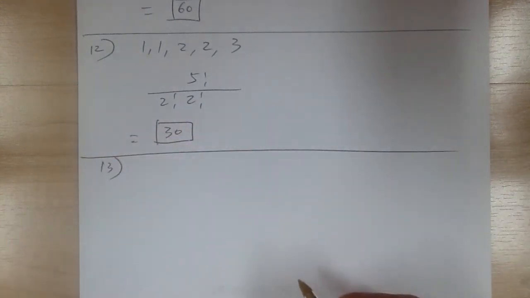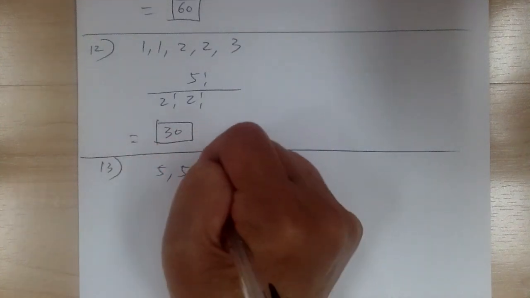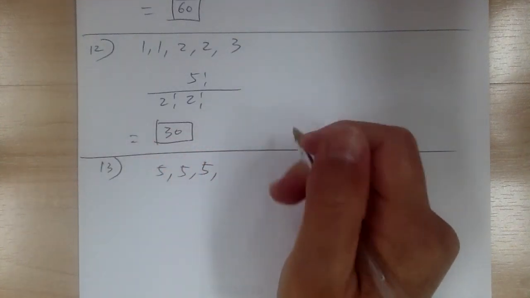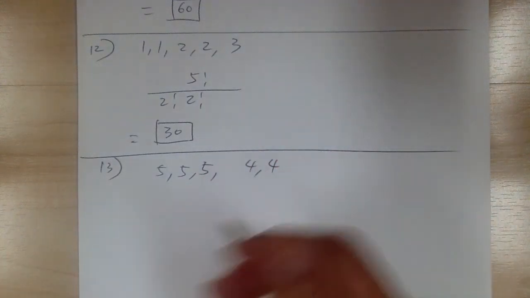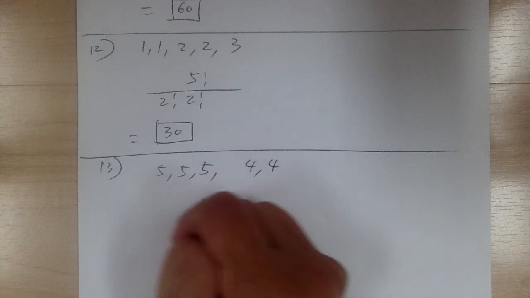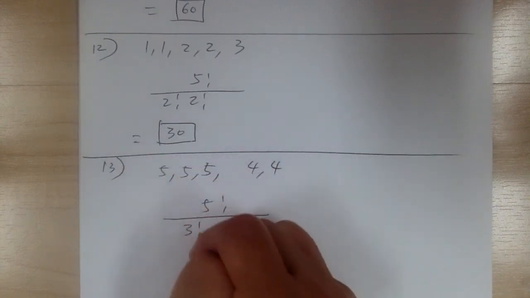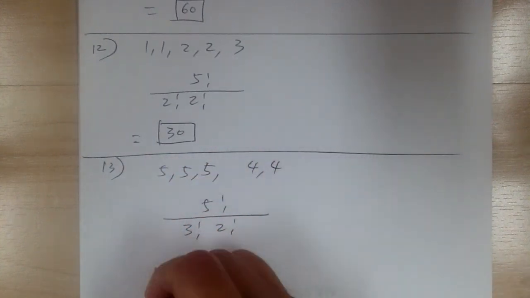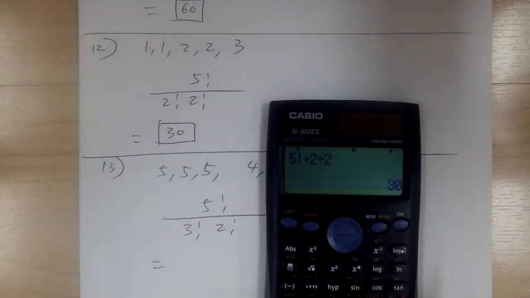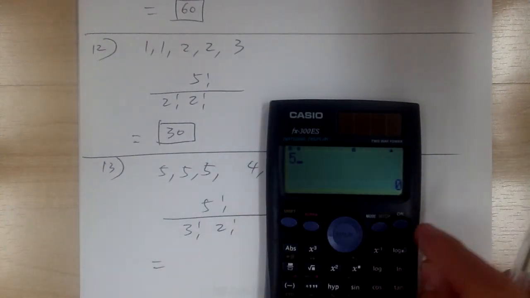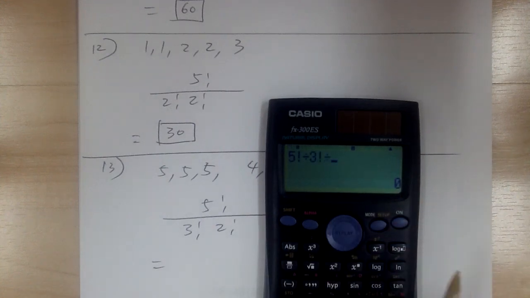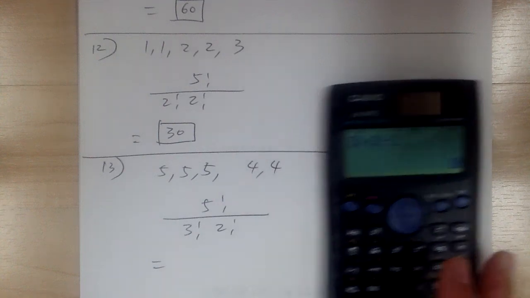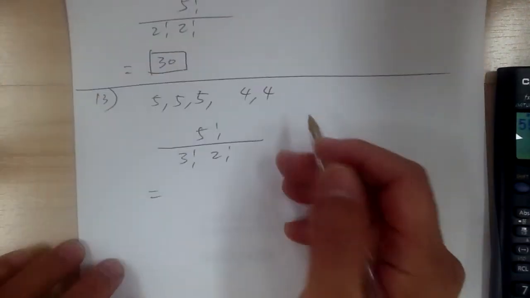Okay, number 13. 5 may be used 3 times, and 4 may be used twice. Okay, so the 5-digit integer, so it'd be 5 factorial. Over, there are 3 of these, would be 3 factorial. There are 2 of these, would be 2 factorial. So get your calculator. So 5 factorial divided by 3 factorial divided by 2 factorial. And so the answer equals 10.